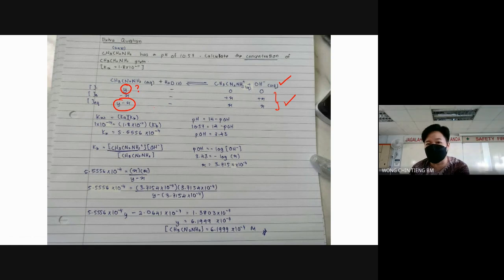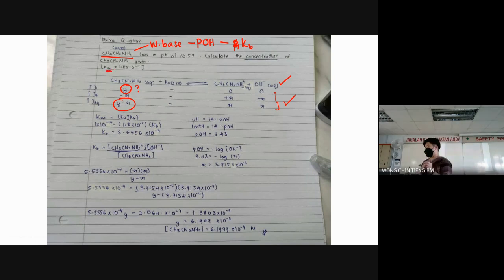Then the biggest issue over here is this guy, your CH3, CH2, NH2 is a weak base. When it's a base, the things that you should have is your POH. The things that you should have is your KB. Betul? Okay, lovely. So, soalan bagi KA.